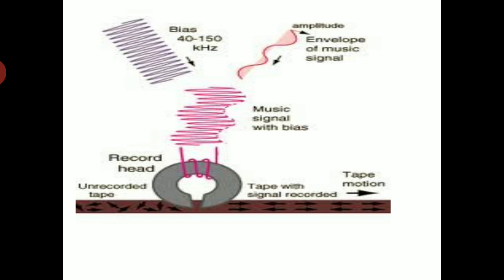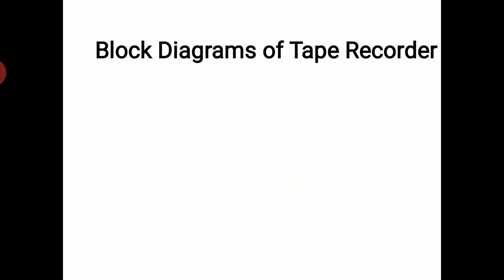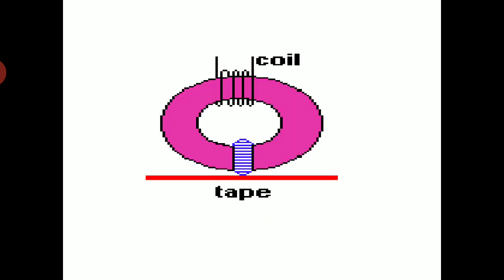The signal is added to the bias signal with the amplitude level, mixed with the music, and then given to the coil of the recording head. The unrecorded tape is magnetized by the varying voltage, and the signal is reproduced on the tape. Magnetic tape recorders, as I told, are the backbone of technology to store data, using tapes, cassettes, and magnetic tape rotation, etc., for proper reproduction of the audio signals. Now the block diagram, where the tape travels past the coil.